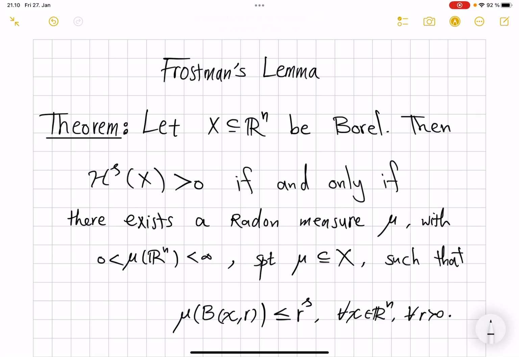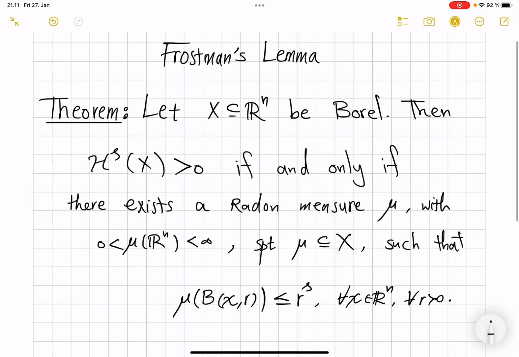If you have a Borel subset, indeed, Frostman himself, around 1935, proved it only for closed sets, and later this was generalized to all Borel sets. Anyway, if you have a Borel subset with positive S-dimensional Hausdorff measure, that is equivalent to the existence of a very special measure, sometimes called Frostman measure, with the properties. The key property is this inequality down here, but of course other properties must also connect it to the subset X.